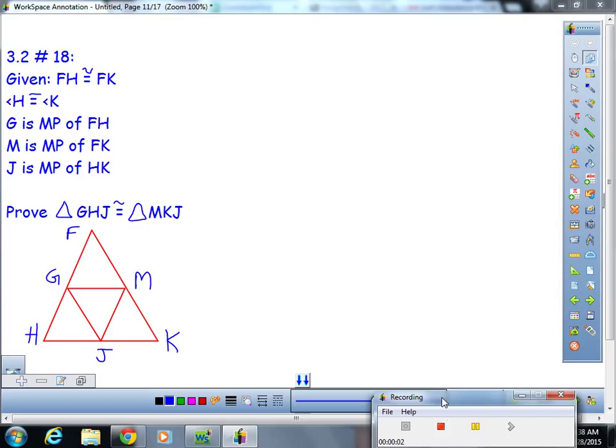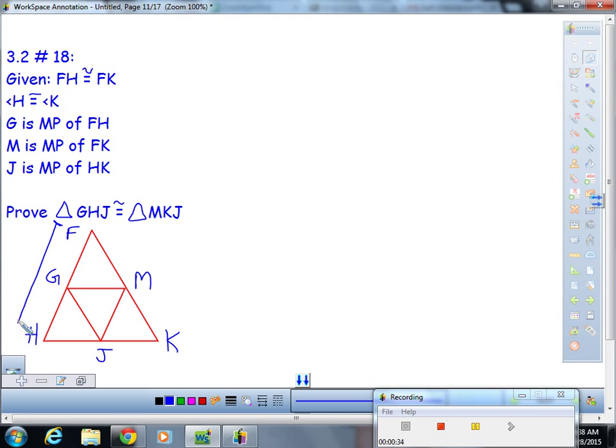All right, so this is our first shortcut proof we've ever put on the In-Your-Net. We are given a whole bunch of information regarding this picture right here, okay? So we know that FH, this whole segment, is congruent to FK from here to there. We are also given that angle H is congruent to angle K, and then we are given that G, M, and J are all midpoints.